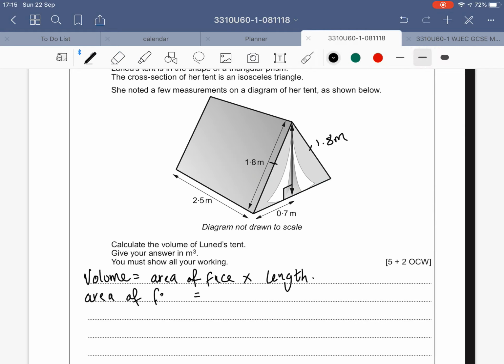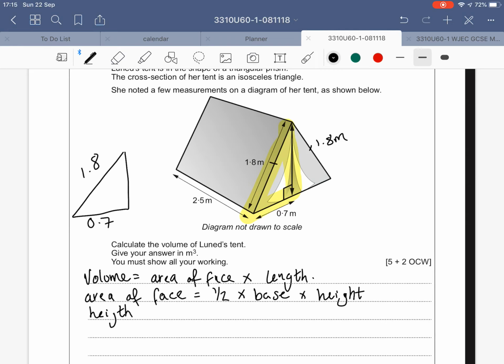So the area of the face is a half times our base, which is 0.7 and 0.7, so 1.4, times our height, which we do not have. Okay. So to work out our height, if I bring this triangle over here, this is 1.8, this is 0.7. I want to work out the height. That's just Pythagoras: 1.8 squared equals 0.7 squared plus h squared. So to work out h squared, you just need to do 1.8 squared take away 0.7 squared.